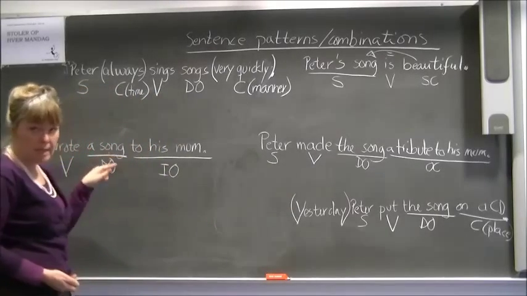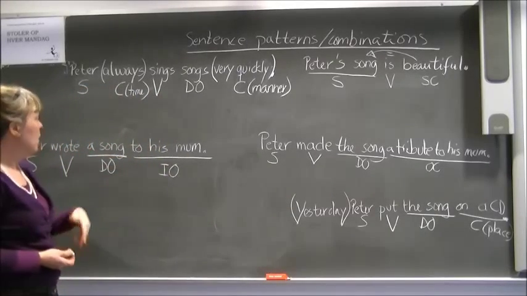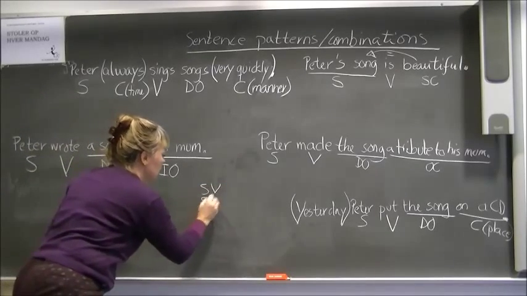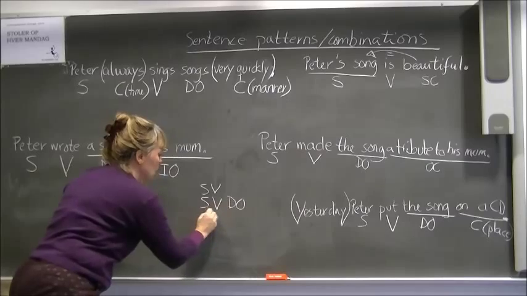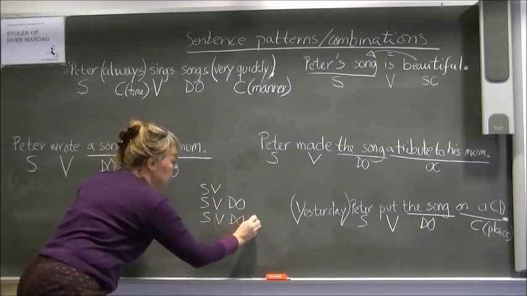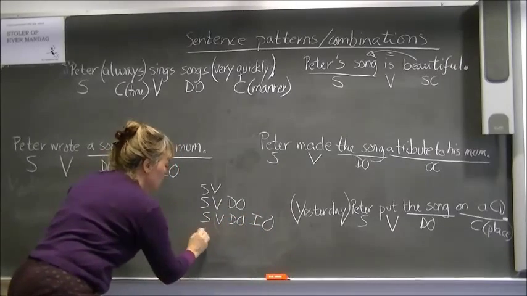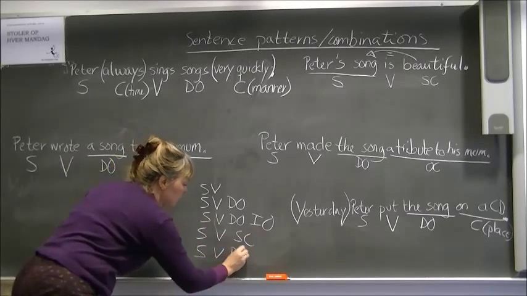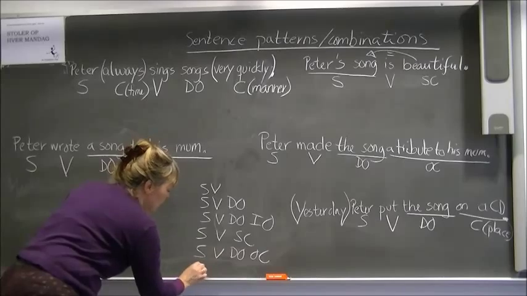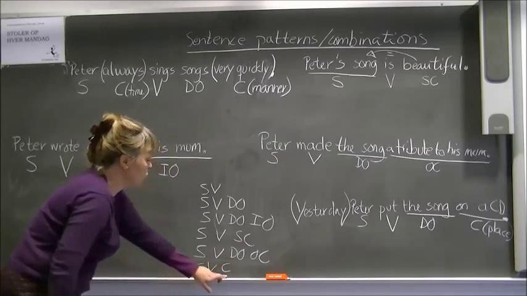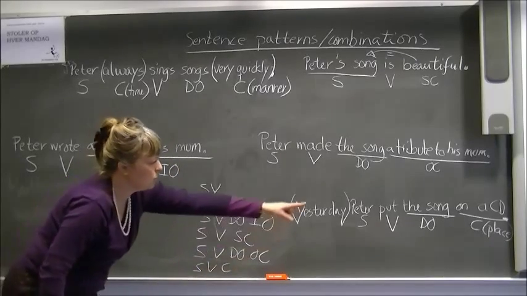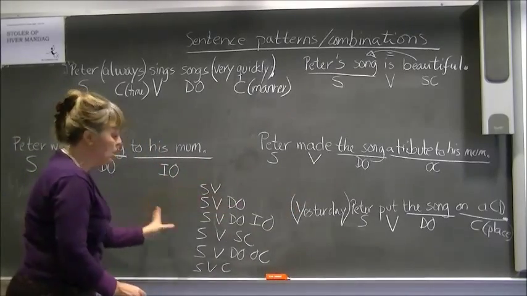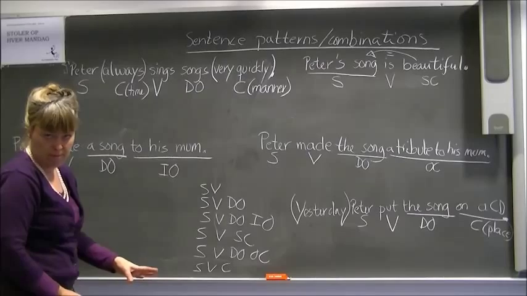So these are the basic sentence patterns we can have, which means we can have subject verbal, subject verbal direct object, subject verbal direct object indirect object, subject verbal subject complement, subject verbal direct object object complement. And then maybe sometimes we could also talk about an obligatory circumstantial, as we saw on a CD. Otherwise, the circumstantials can be added anywhere.